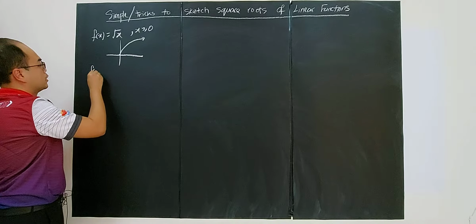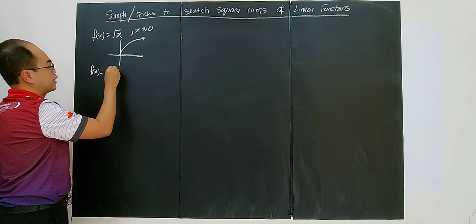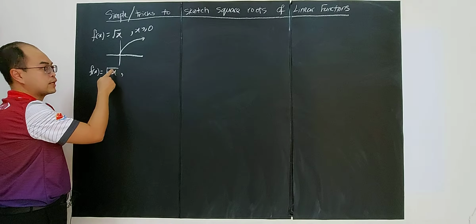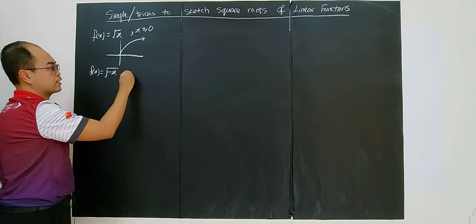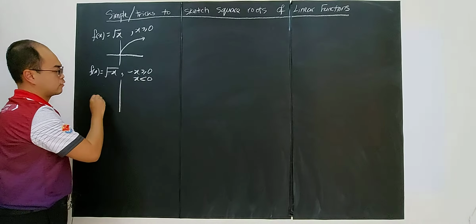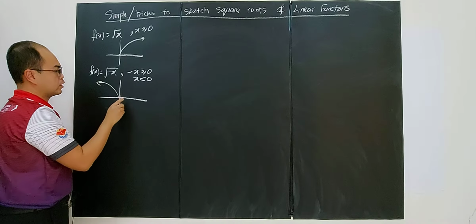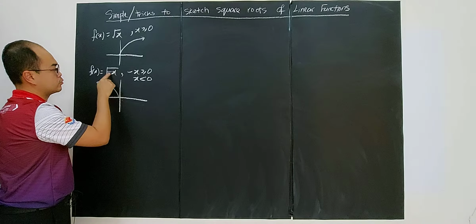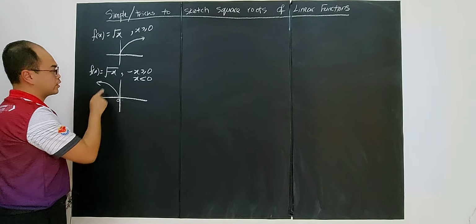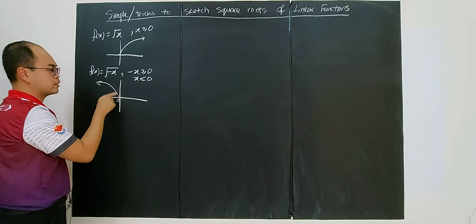So if the function is square root of negative x, the x has to be negative to make it positive, so x is less than 0. The graph will be going this way, right? Because if x is positive here, the inside will be negative, so it is undefined here. When x is negative, you put it in, you get a positive, so the graph is defined here.